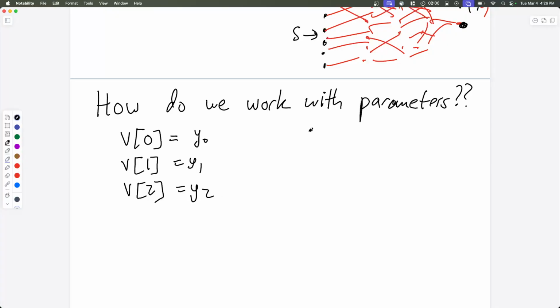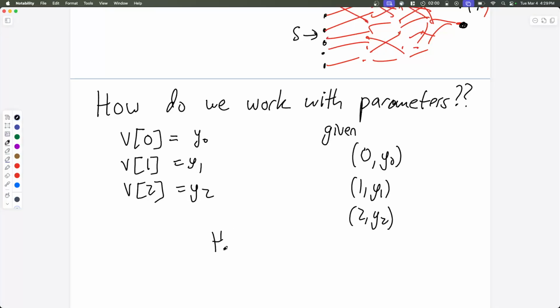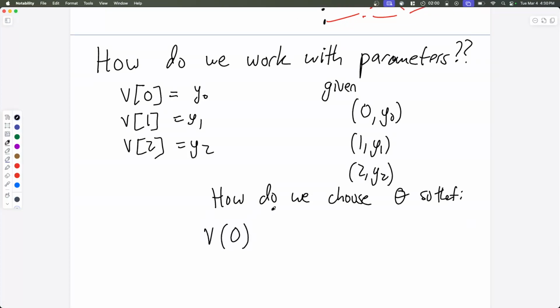So now the question becomes, given (0, y0), (1, y1), (2, y2), how do we choose theta, so that v of 0 is approximately y0, v of 1 is approximately y1, and v of 2 is approximately y2? The important thing is the thetas: v of 0 comma theta, v of 1 comma theta, and v of 2 semicolon theta. So it depends on theta.